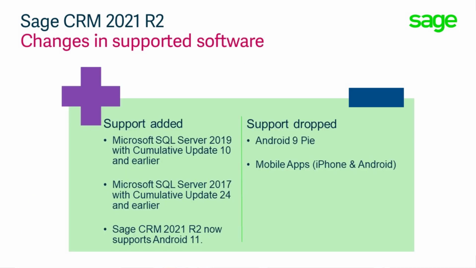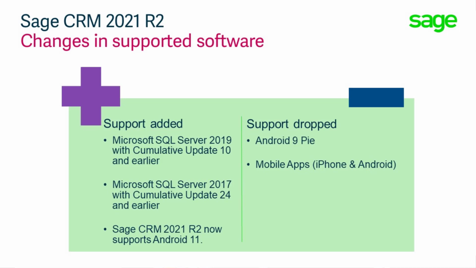Now, from a change to supported software, we've added support for SQL Server 2019 with cumulative update 10 and earlier, and SQL Server 2017 with cumulative update 24 and earlier. We now support Android 11, but we've dropped support for Android 9 Pie, so in terms of the versions of the operating system, we don't do that.